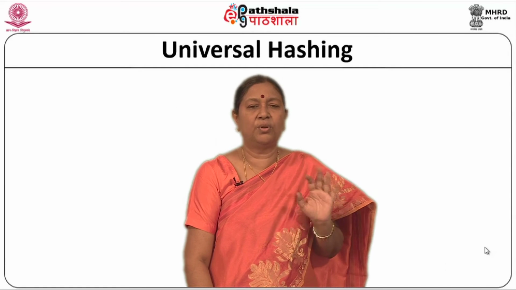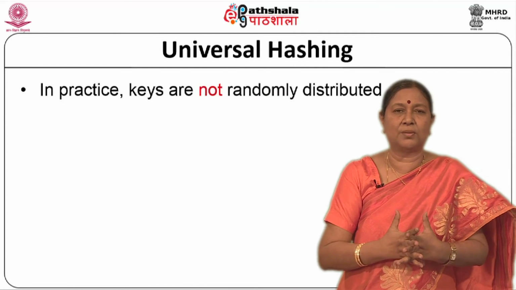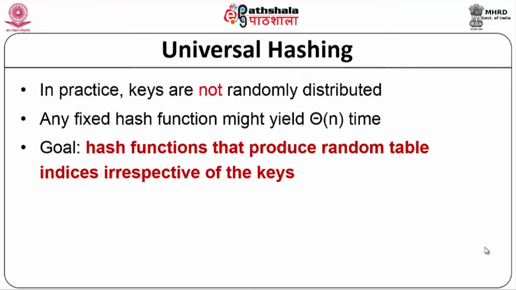Another method is called universal hashing. In practice, keys are not randomly distributed. We want them to be randomly distributed, but they are not. So any fixed hash function might finally land up with a cost of the order of n. Universal hashing tries to say that if the keys are not randomly distributed, you may land up with a hash function that yields the order of n, and we do not want that. So we want hash functions that produce random table indices irrespective of how the keys are distributed. That is the idea.